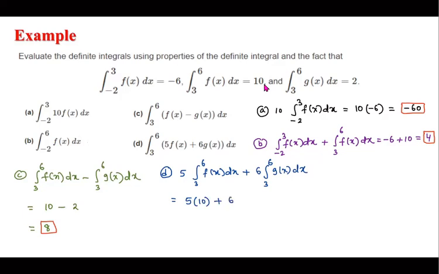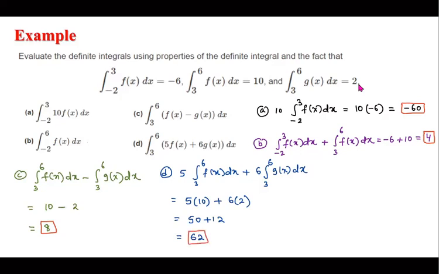And then plus 6 times this integral, which is given up here, as 2. So we get 5 times 10, which is 50, plus 6 times 2, which is 12, and that is equal to 62. So the value of the integral given in part D is equal to 62.